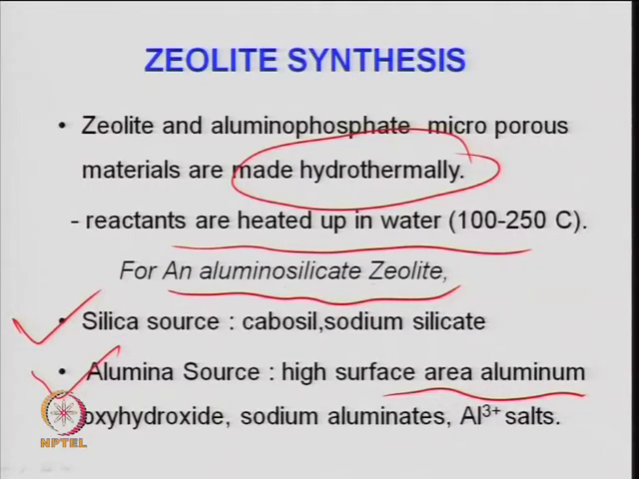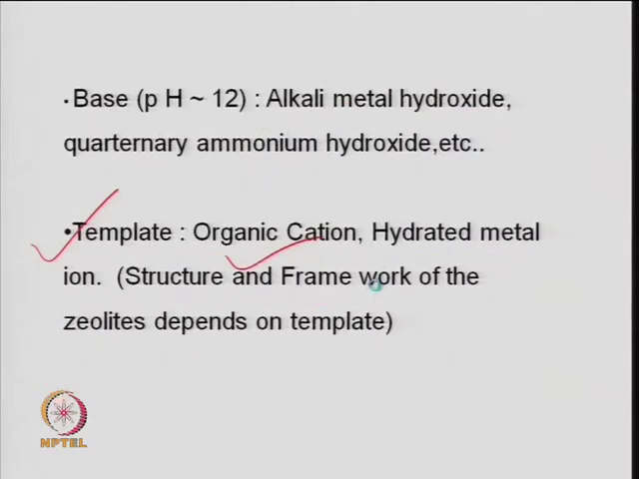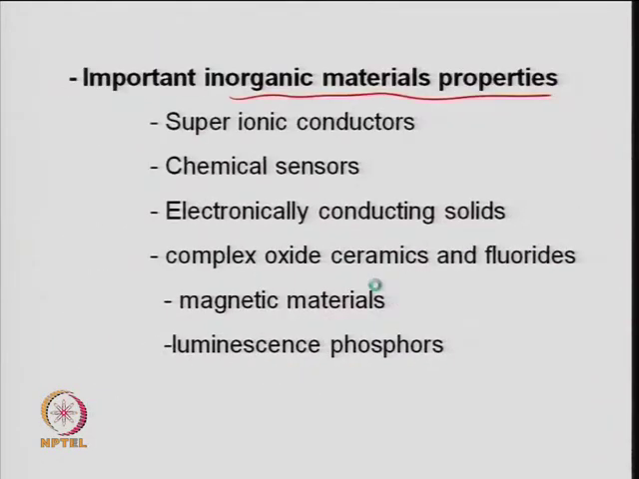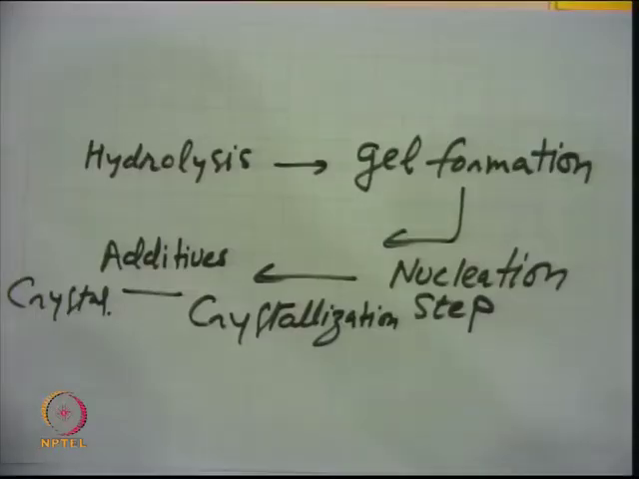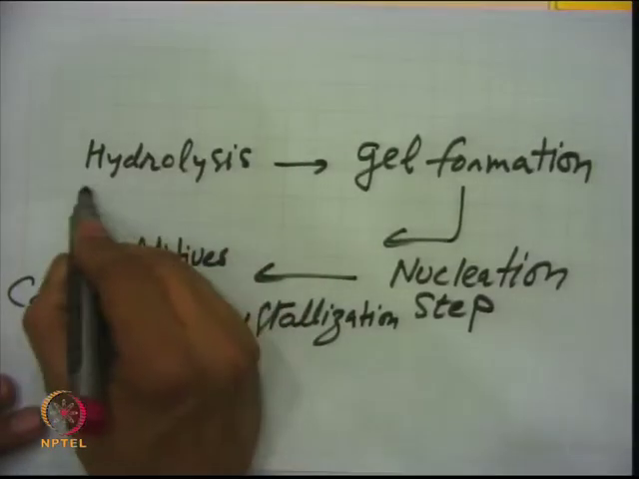So, to have this kind of structure we need a different kind of raw material. That is to be selected a priori with definite properties. Basically, when you have high temperature and high pressure, as I discussed, the steps will be something like this. You have some kind of hydrolysis reaction.